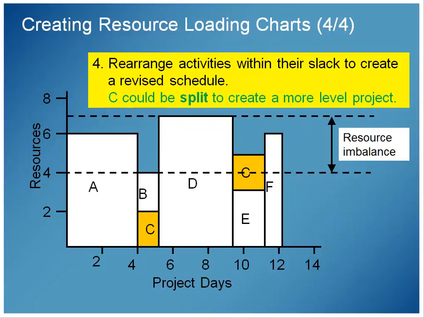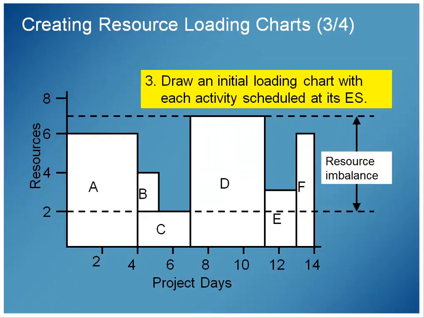Now, how did we do this? Again, here's where we were. Here's where we were, and here's where we are. How did we get here? C is what changed. C has 2 resources across 3 days.